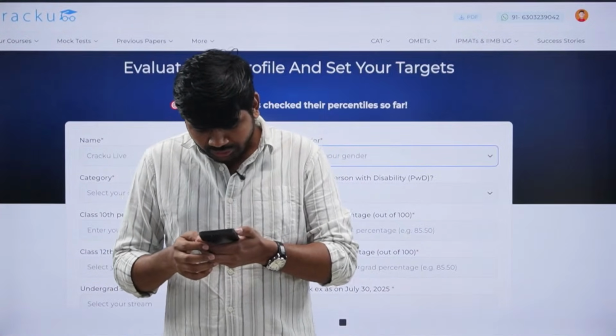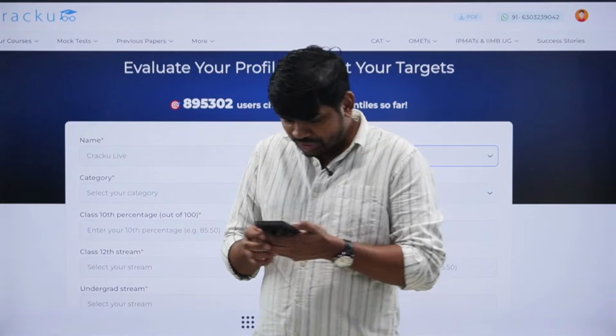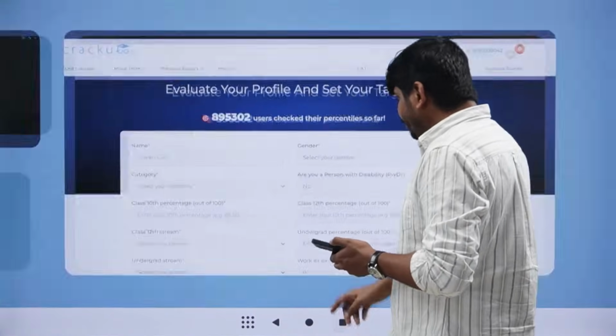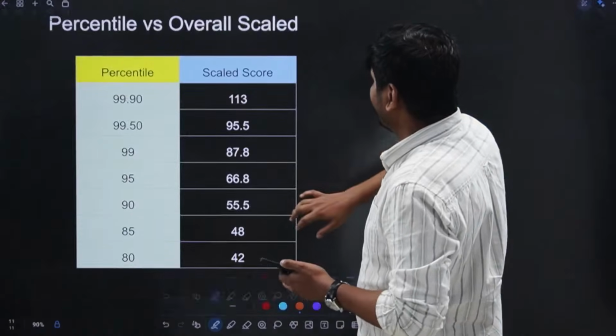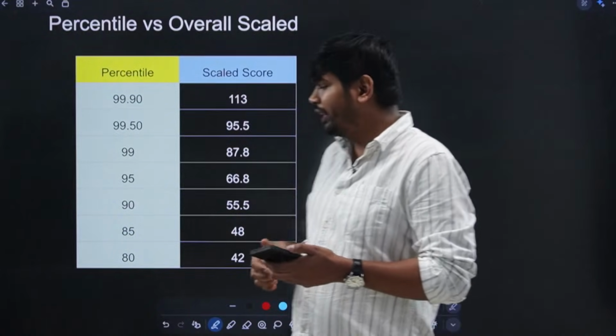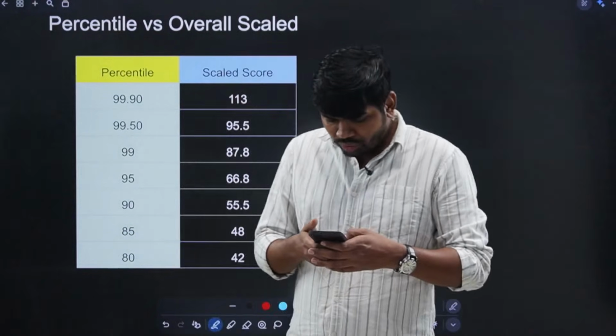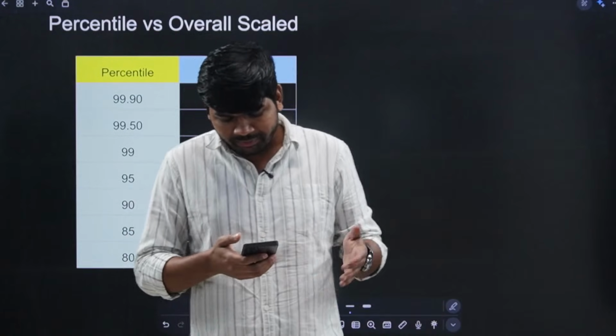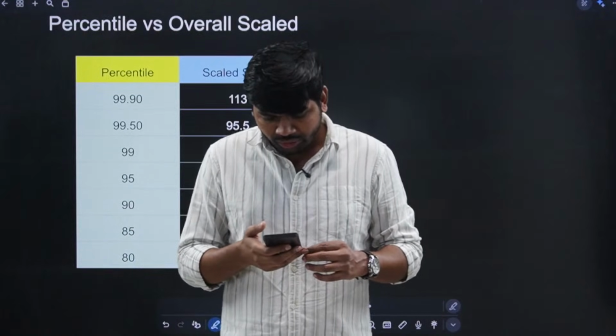62, 34, 14, anything possible? 62 marks is roughly around 92 percentile. Okay, 92, 93 percentile. You might get some calls from top IIMs, baby IIMs, but you have to think, general non-engineer male.